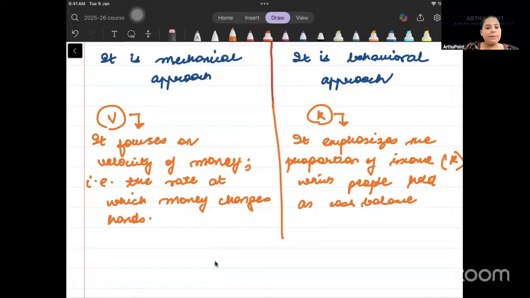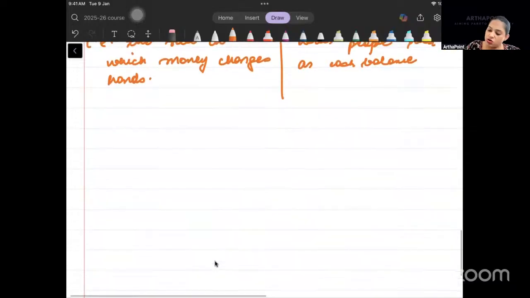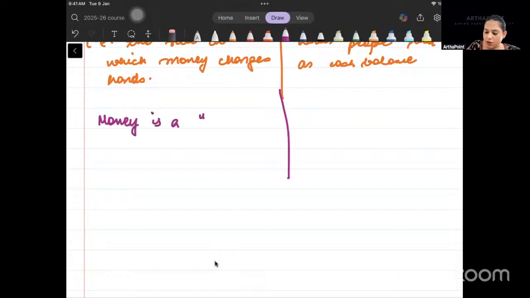So the transaction approach says that money is a flow concept, it keeps moving from one person to another to a third person, circulating in the economy. So according to the transaction approach, money is a flow concept, right? That means it goes round and round throughout the economy. It keeps moving throughout the economy. But cash balance approach, it sees money as a stock concept.